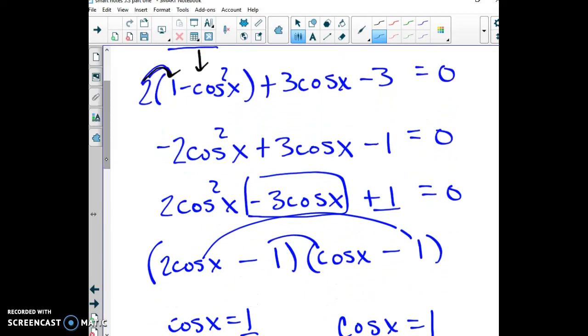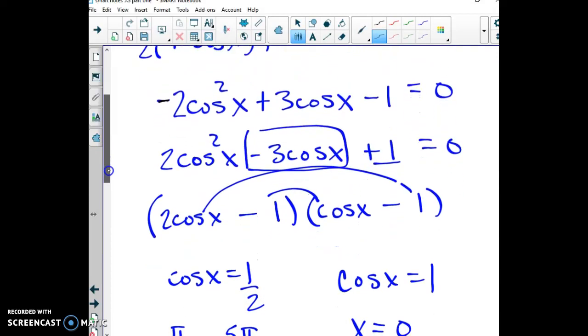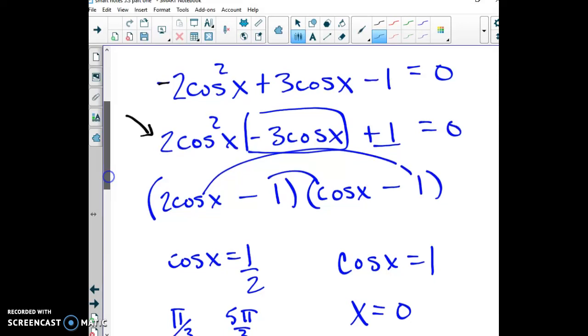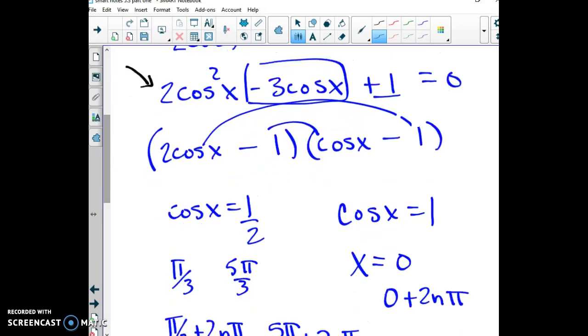And I want you to see right here, we simplify to negative 2 cosine squared x. We have that leading coefficient, negative 2. We're going to change that in this step. We're going to divide both sides by negative 1, giving us a positive leading coefficient, which allows us to factor a little more easily. So factors of 2 and positive 1 that add up to negative 3, and we can see that that turns out nicely.